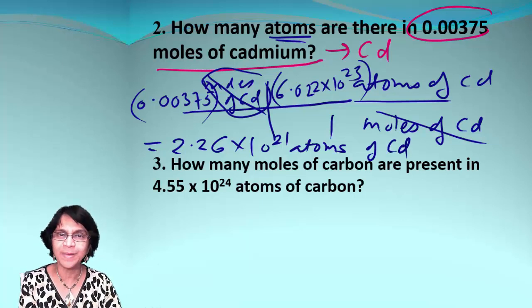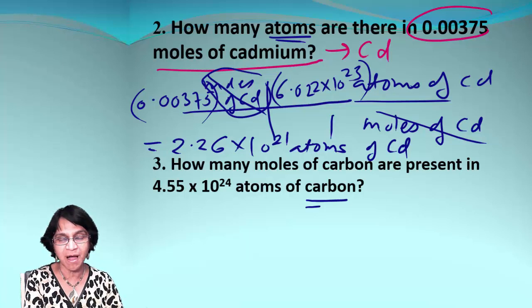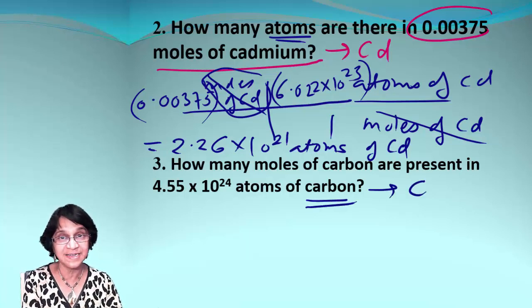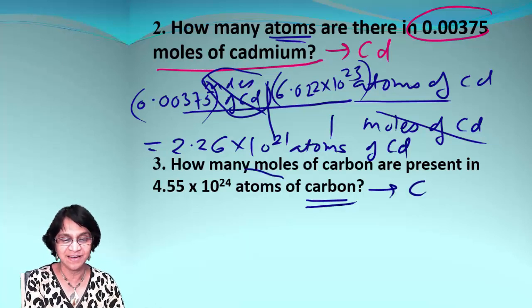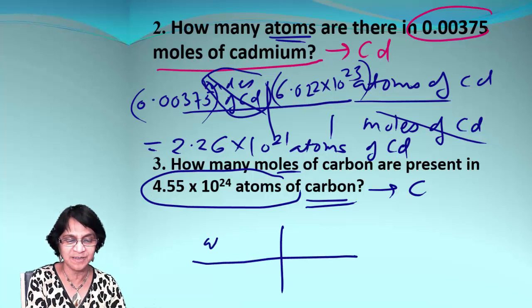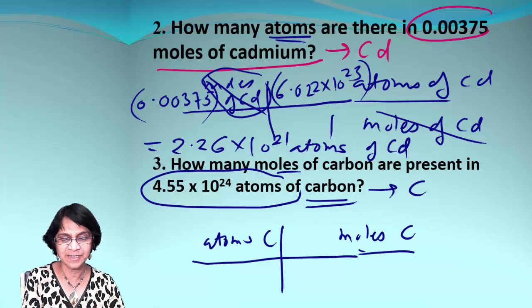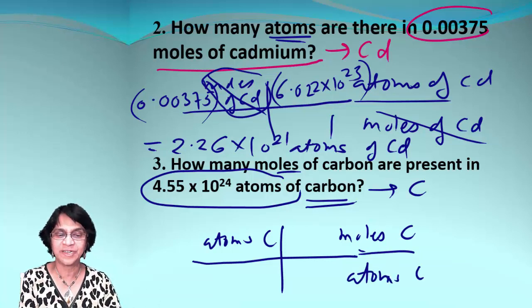Let's work on one more problem together, and I am sure you are going to master this conversion. So this one is about carbon, and the carbon symbol is C, and atoms are given to you. You need to find out the moles. So my grid is going to be atoms of carbon. Remember, my destination is moles of carbon, and crisscross I need to cancel out, so I got atoms of carbon over here.